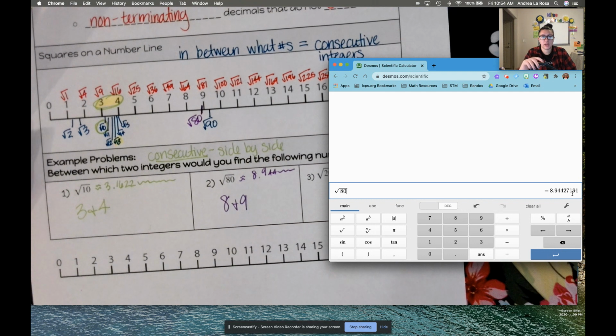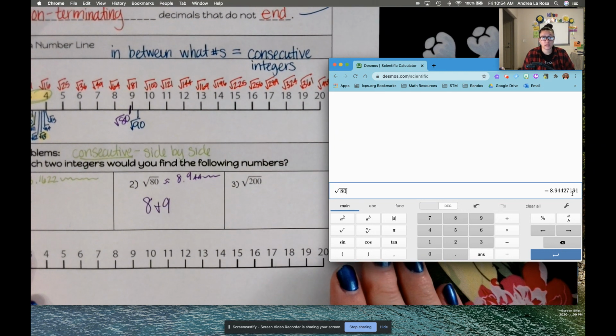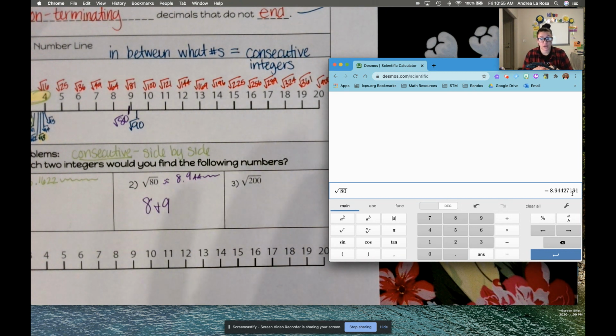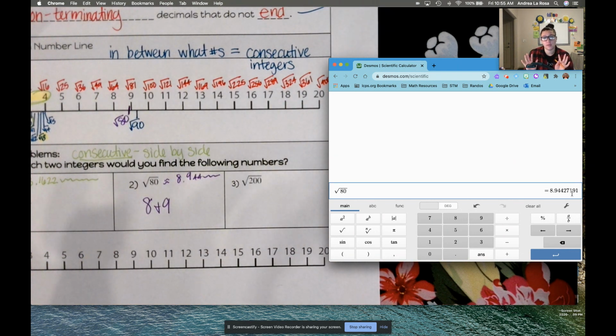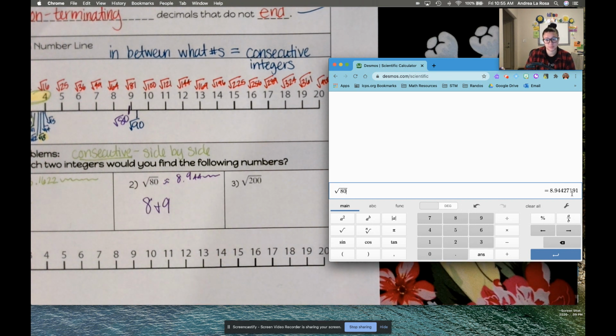All right, the last one, I'm going to have you try all on your own. This one is the square root of 20. Oh, 200, I'm sorry. The square root of 200. Go ahead, pause your video. Use the number line or use the calculator, whatever you're comfortable with, and figure out between which two numbers the square root of 200 is going to be.